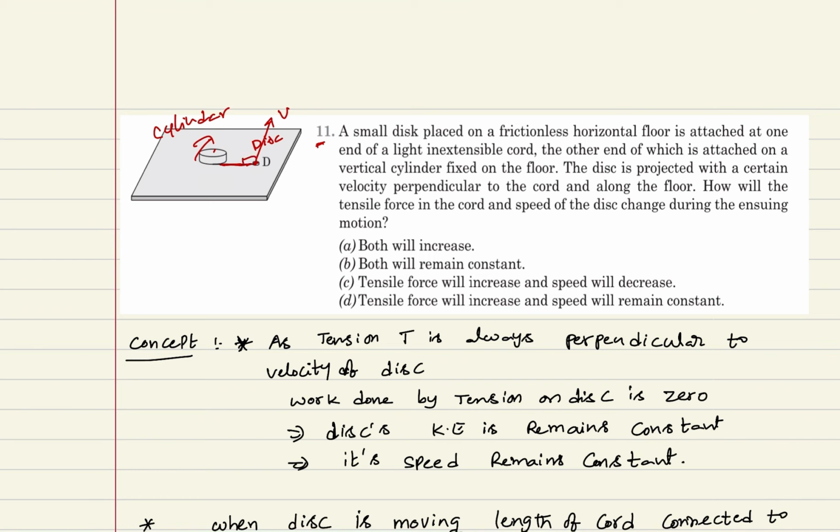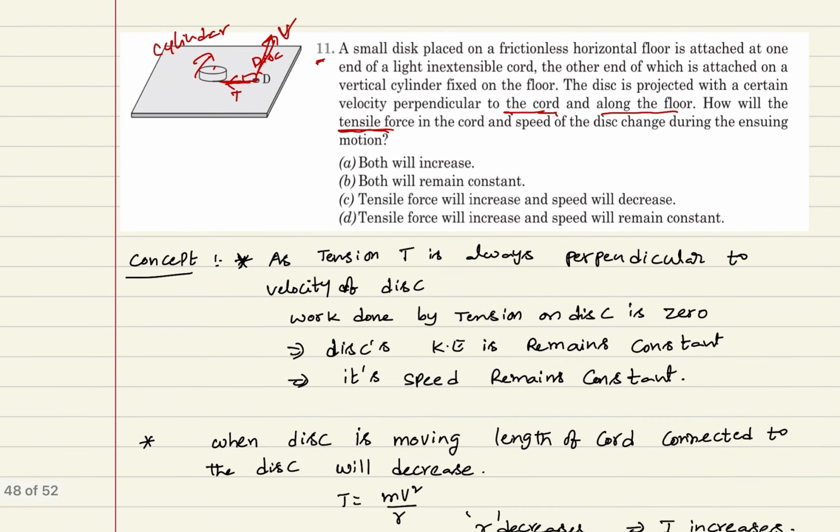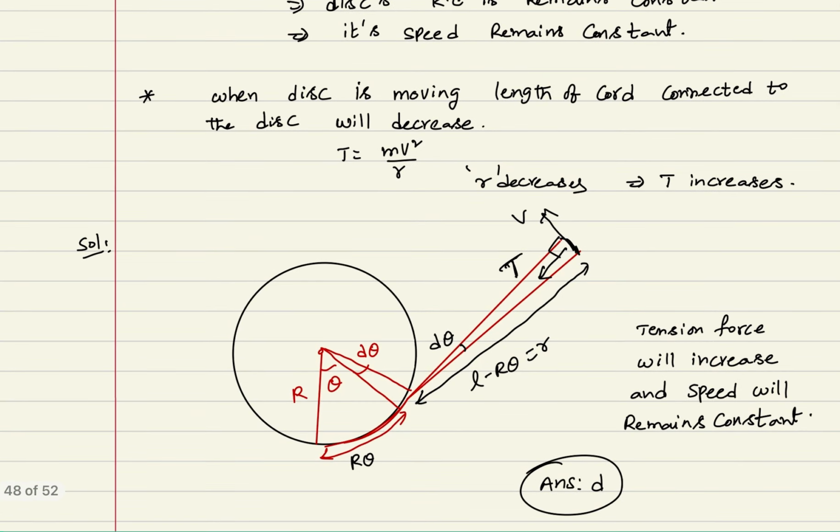You can see it is projected perpendicular to this cord, perpendicular to the cord along the floor. How will the tensile force, meaning the tension T in the string or cord, change, and how will the speed V change during the motion? That is what they are asking. Now you can see how it works.